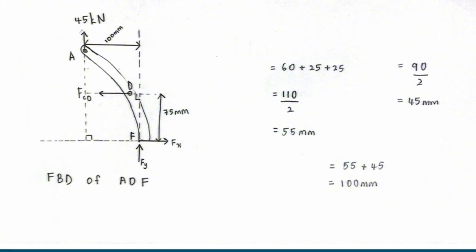So, how did I get the 100 millimeters distance between A and F? First, I add 16 plus 25 plus 25 and I get 110, and divide by 2 and I get 55 millimeters. Then 90 divided by 2 and I get 45 millimeters. Then I add 55 plus 45 and I get 100 millimeters.